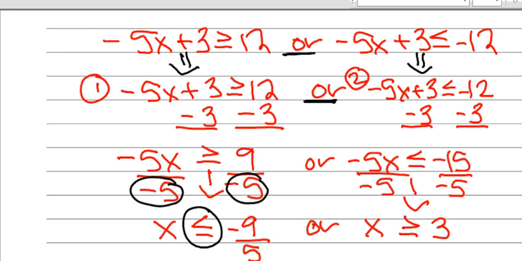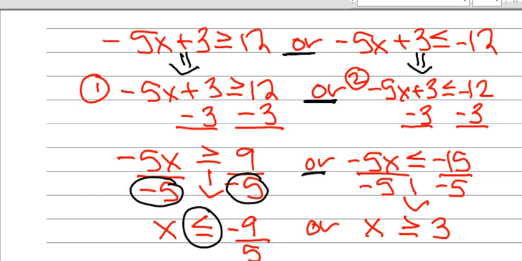So here is my first part of my answer. X is less than or equal to negative 9 over 5. Now for the right-hand side, I'm doing the same thing. I'm just solving. I'm subtracting 3 from both sides, which gives me negative 5x is less than or equal to negative 15.